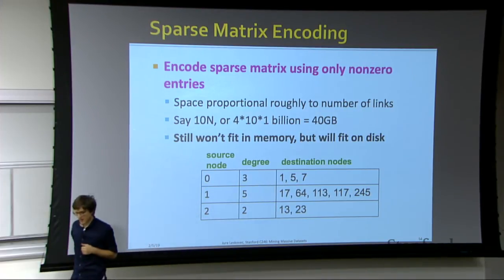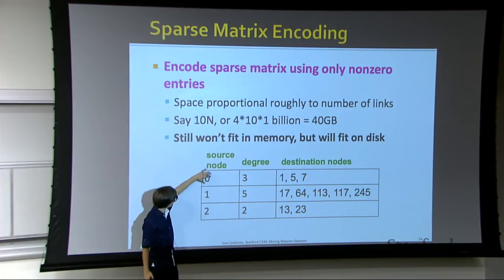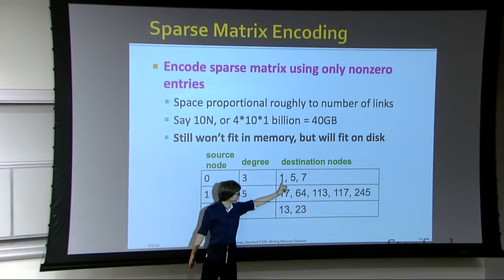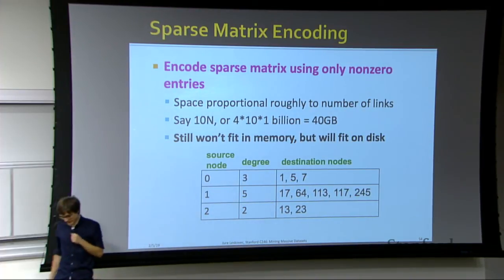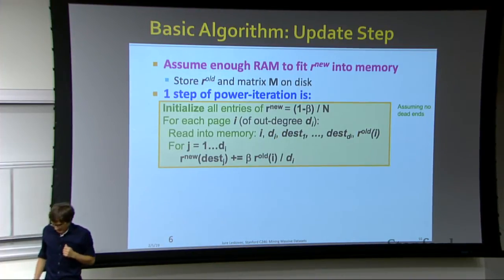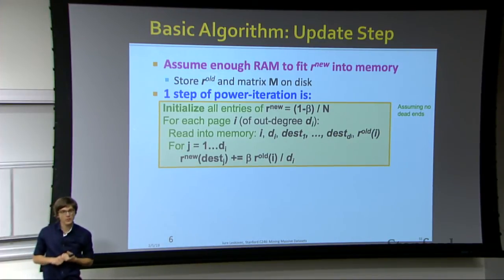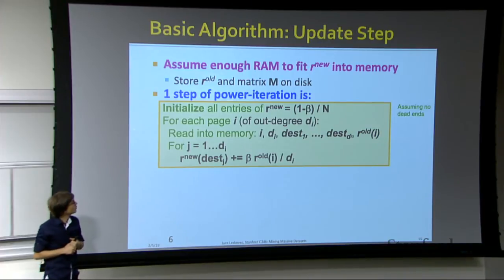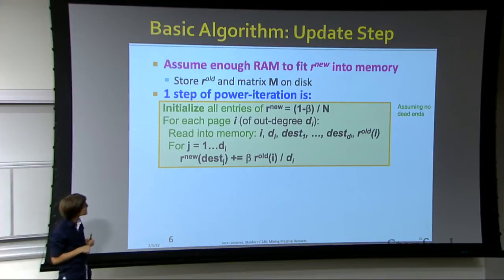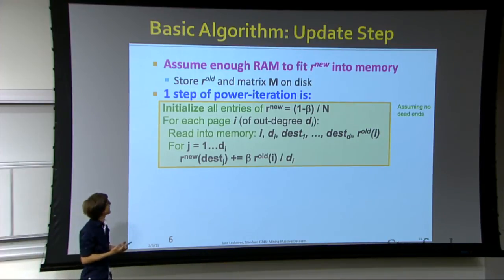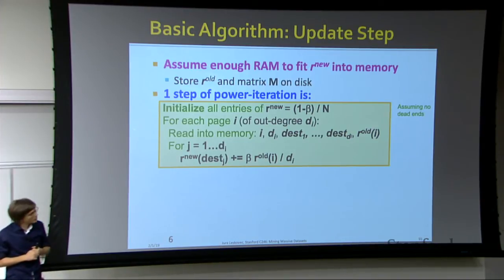And this is now my matrix in sparse form, where this is a row, this is the number of non-zero entries in that row, and here are the entries. That's one way to think of this. So imagine I can fit the entire vector R new into memory. And imagine I store R old and matrix M on the disk. So then what I could do is the following.